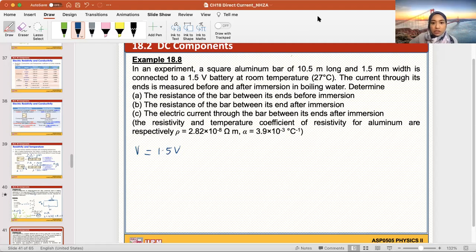So in an experiment, a square aluminum bar of 10.5 meter long. Okay, so your L is 10.5.